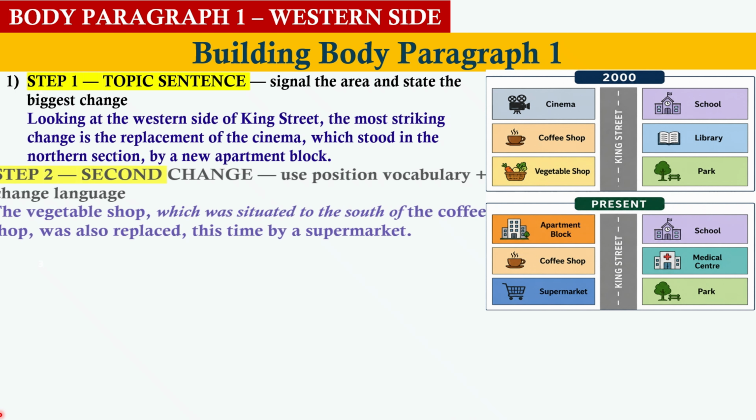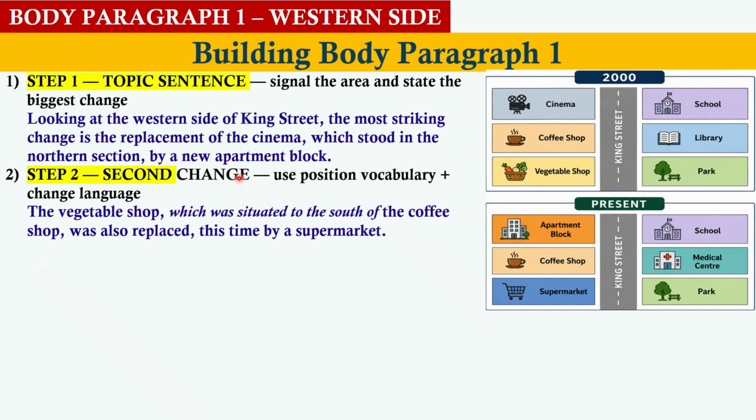Step 2 is to write the second change. The vegetable shop, which was situated to the south of the coffee shop, was also replaced, this time by a supermarket. Notice the relative clause, which was situated to the south of. This is your position and proximity vocabulary from part 1, working directly in the sentence.